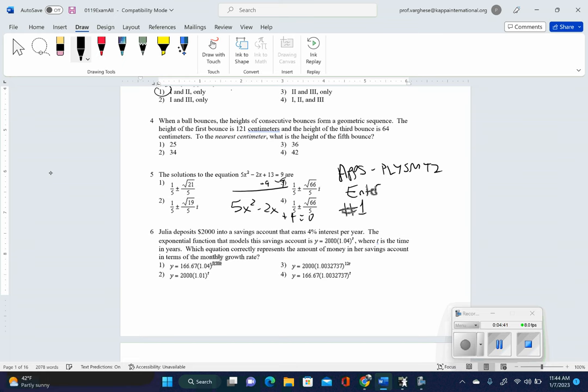So I can plug it in there. My coefficients are going to be 5, negative 2, and 4. And then I'm going to hit solve. That's one way to do this question. Okay. Let's just say you didn't know that. Like, I didn't know how to do that, right?